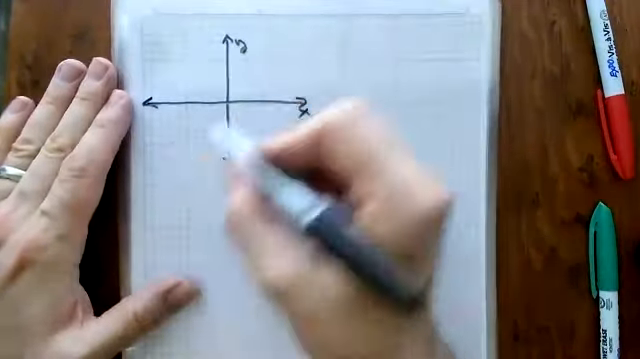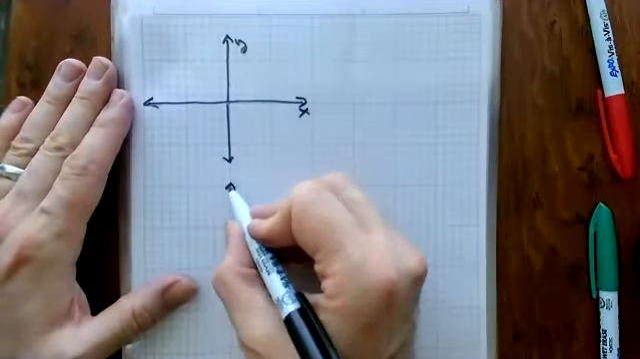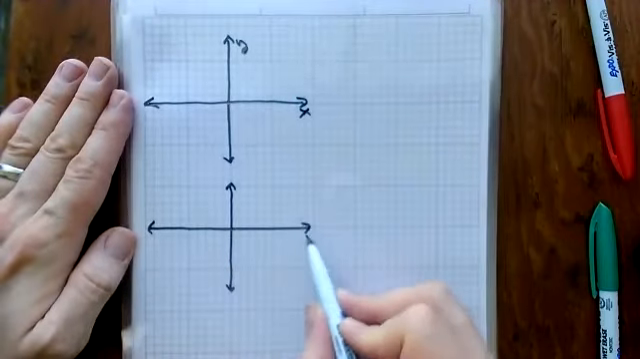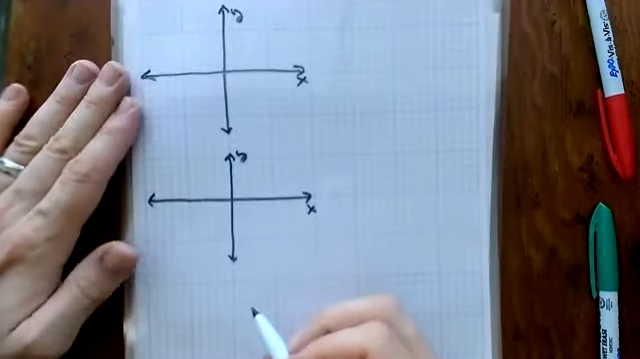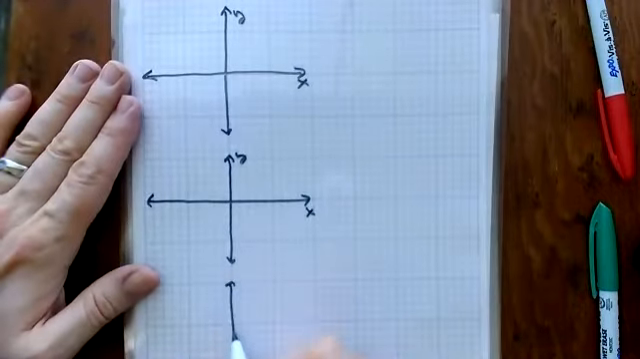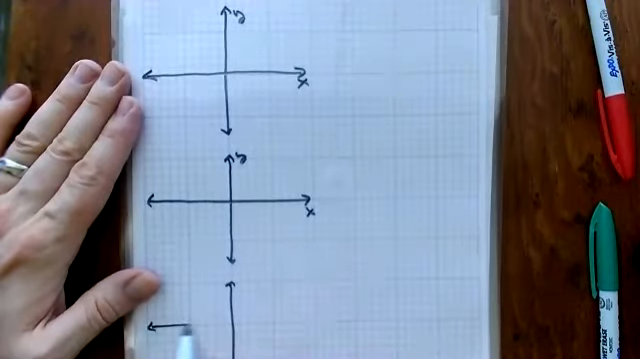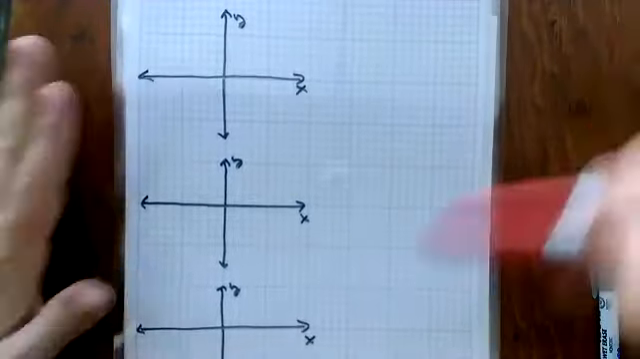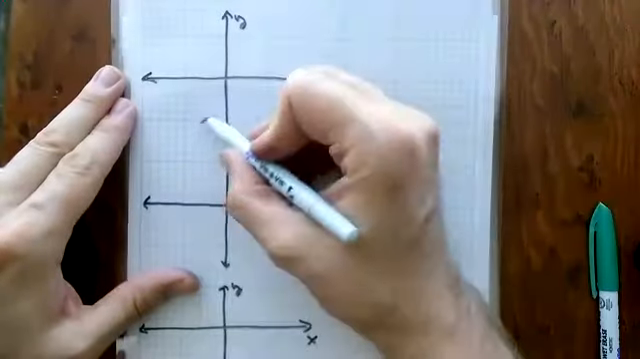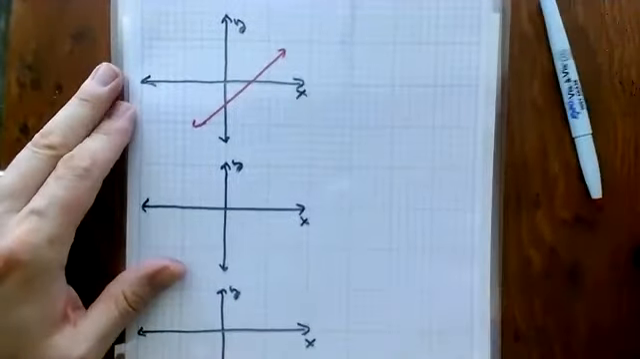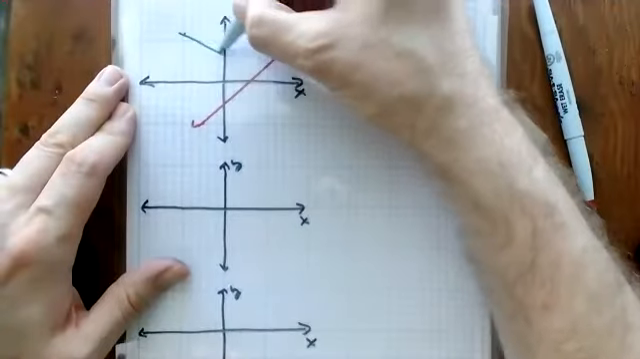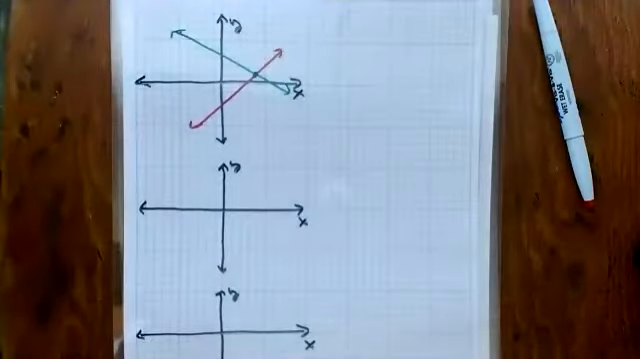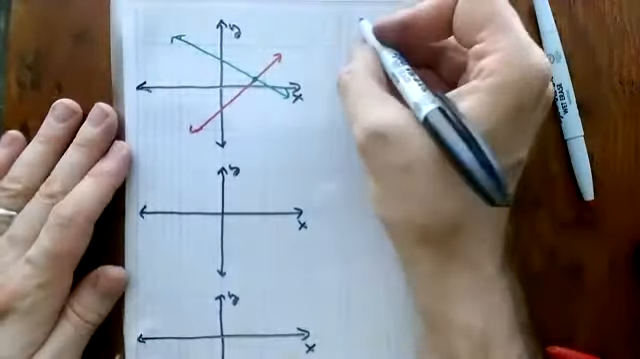And the first case is very similar to that first graph that I just did. Our first case is where I literally have two different lines. They've got different slopes. So I've got one point of intersection. I've got one solution.